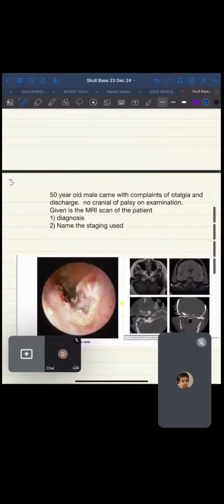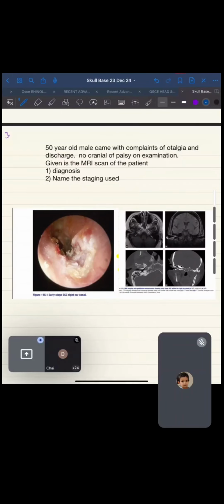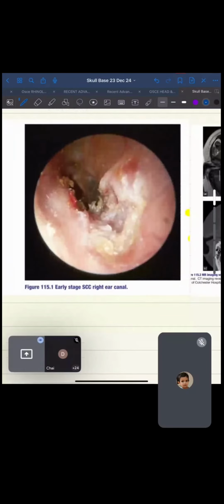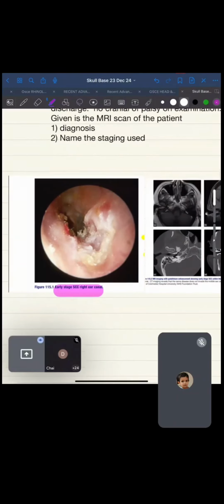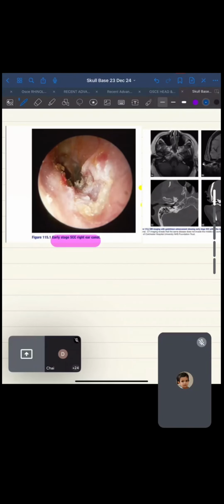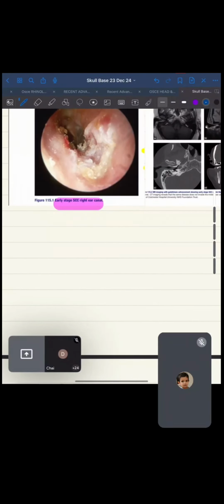Now coming to the third question: a 50-year-old male came with complaints of otalgia and discharge. No cranial palsy on examination. Given is the MR scan of the patient; give the diagnosis and name the staging. Again the image is from Scott Brown. I'll enlarge it for you. This is an important question. This is squamous cell carcinoma of the canal. Diagnosis you have told me. Name of the staging used. Can somebody help me with this? Try, brother. Yes, the answer is Pittsburgh staging. Please remember only the name; there is no need to go into it.